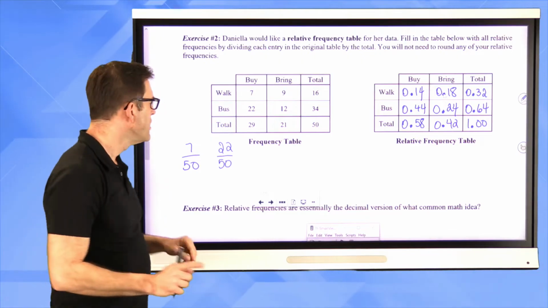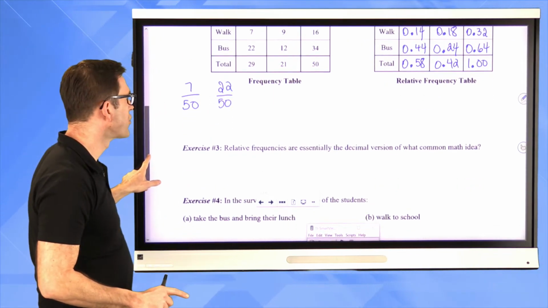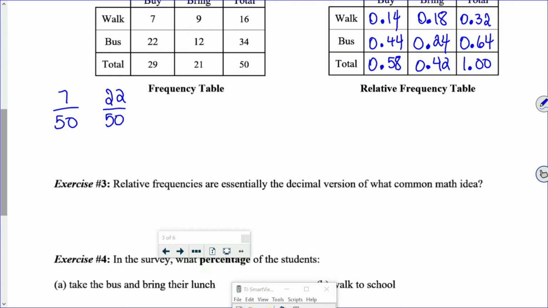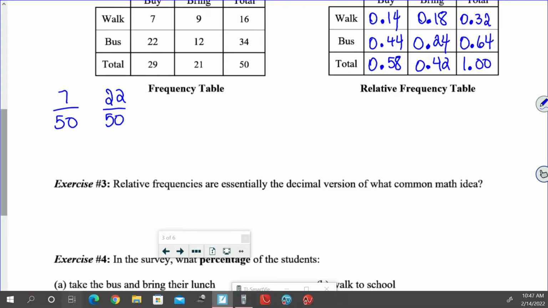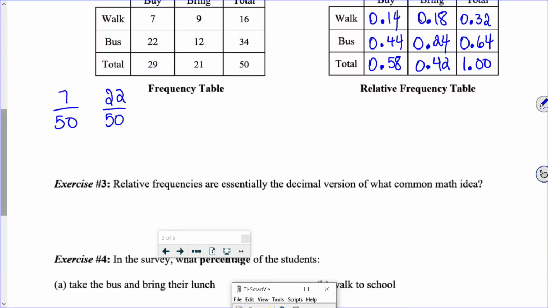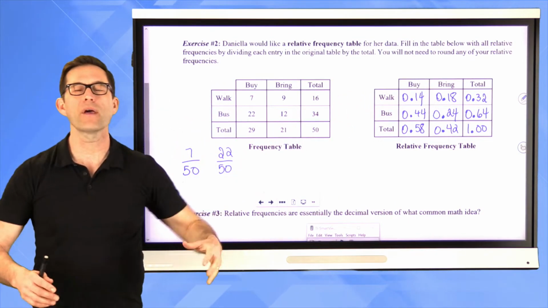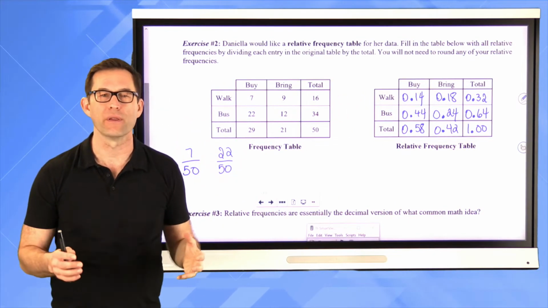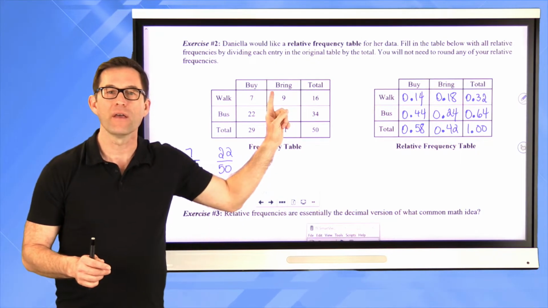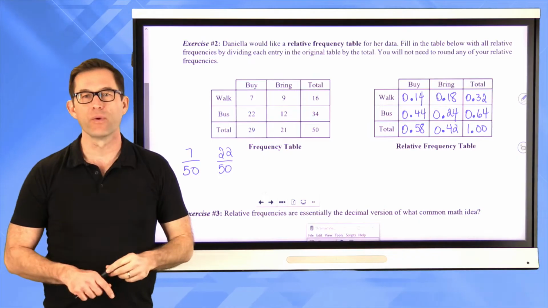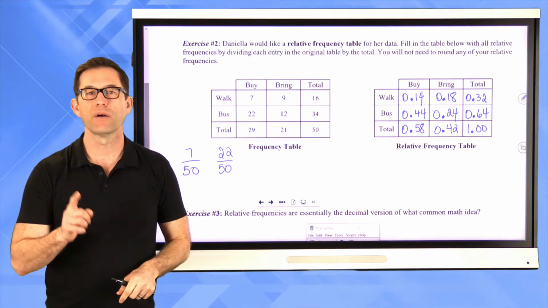All right. Now, exercise 3 is very important. Let's take a look at it. Relative frequencies are essentially the decimal version of what common math idea? So, these are my relative frequencies, but how can I really think about them? When I take a part and divide it by a total and I get a decimal, what is that really very similar to? Pause the video now.